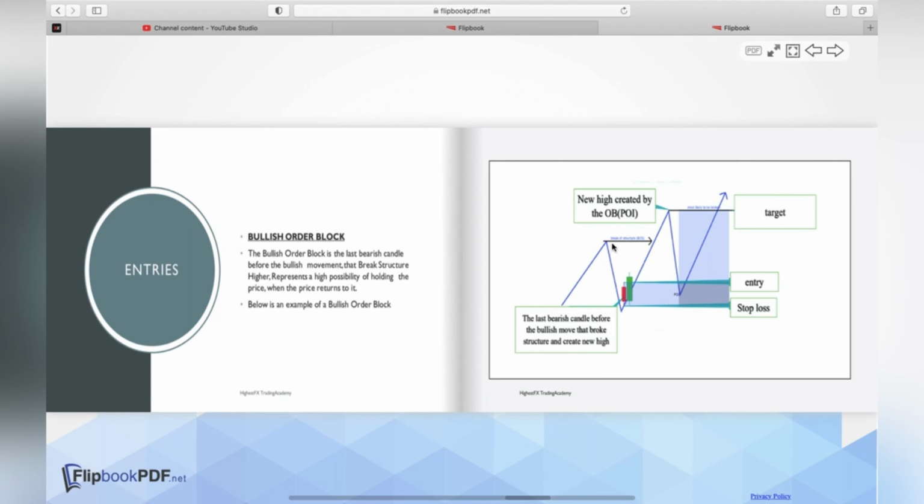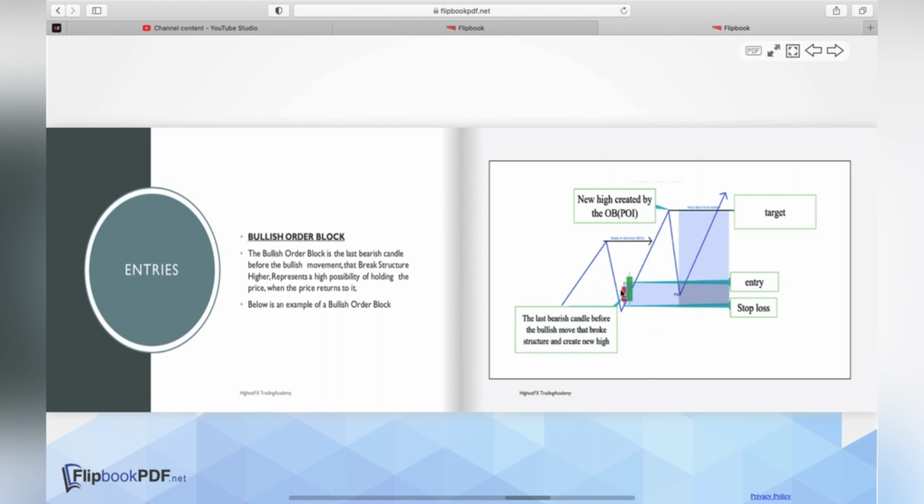So after breaking the structure higher, it has a high probability of holding price. Holding price means holding the price for it to launch back again to the upside, taking price to the upside when it comes back to it. That's what that means, holding price.